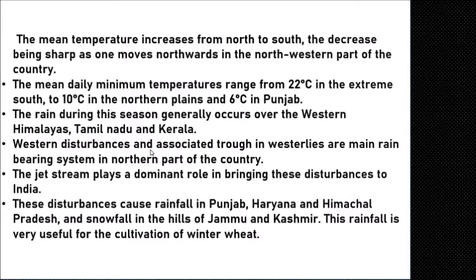Western disturbances and the associated westerlies are the main rain bearing system in the northern part of the country. The jet stream plays a dominant role in bringing these disturbances to India. These disturbances cause rainfall in Punjab, Haryana and Himachal Pradesh and snowfall in the hills of Jammu and Kashmir. This rainfall is very useful for the cultivation of winter wheat.